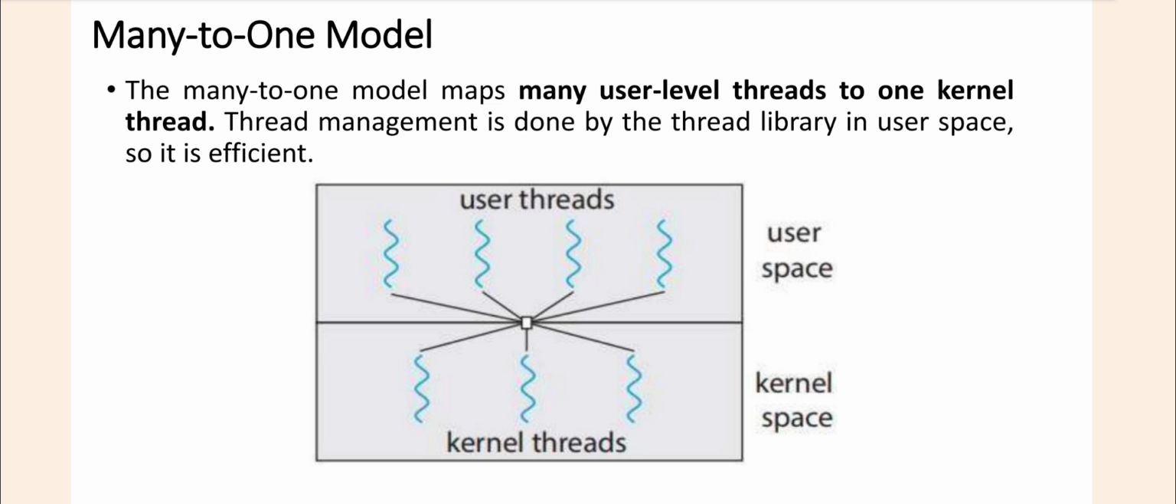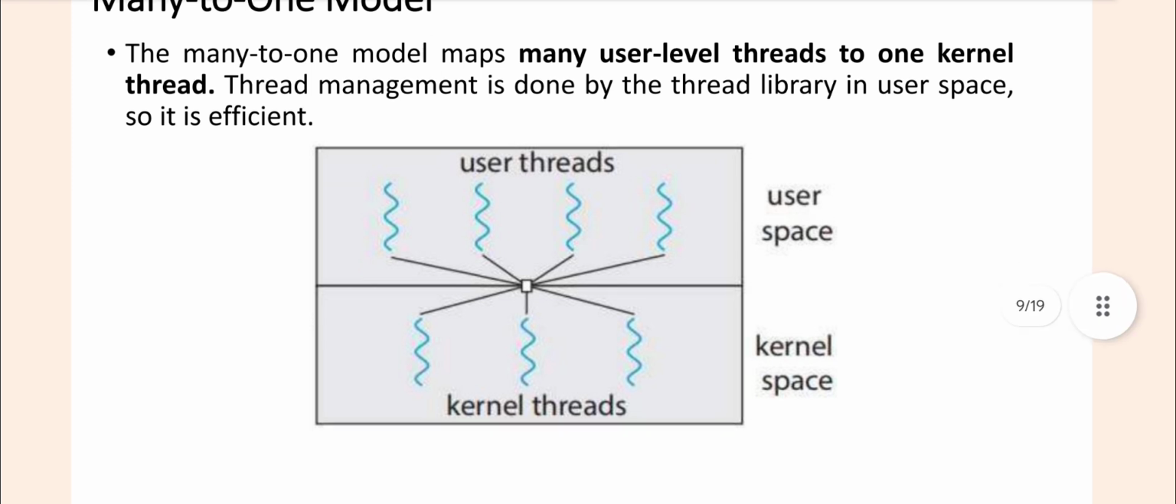The major disadvantage of the many-to-one model is that if one user thread makes a blocking system call, all threads are blocked because there is only one kernel thread. This is the major disadvantage of the many-to-one model.